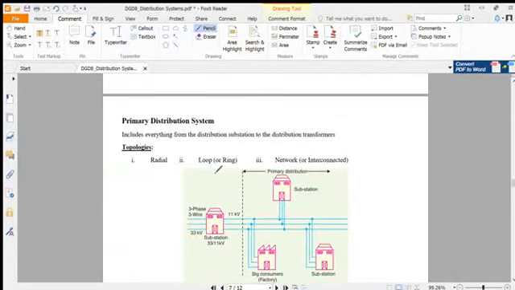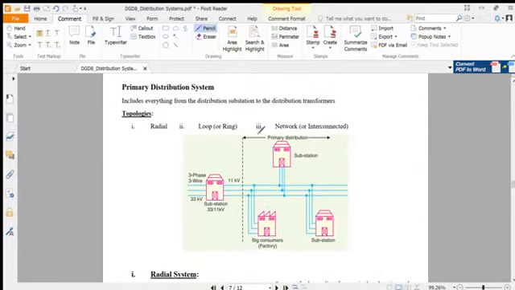Now we see the classification of the primary distribution system. As we see, this is a three-phase AC system. It's 33 kilovolt. It's a feeder line, and this is the substation here. This is actually the step-down transformer, 33 kilovolt to 11 kilovolt on the secondary side, and then it is directly connected to the heavy load, so all are heavy loads. So it's called the primary distribution system, and there are three topologies here: the radial, the ring, and the network.